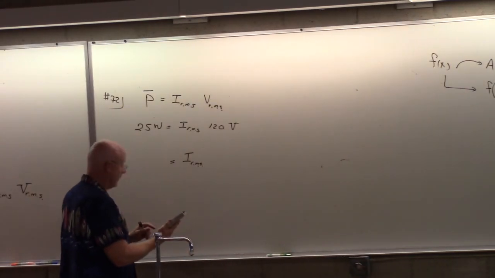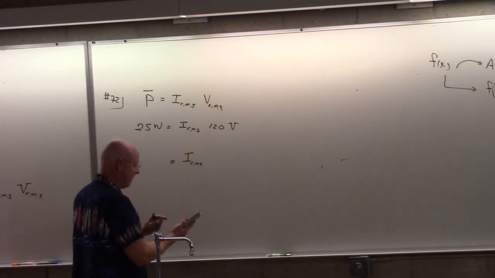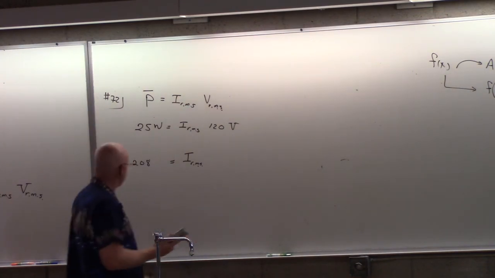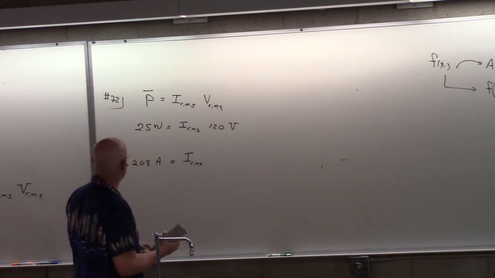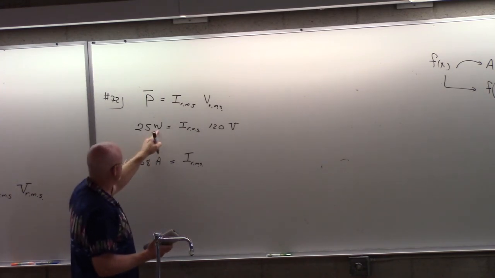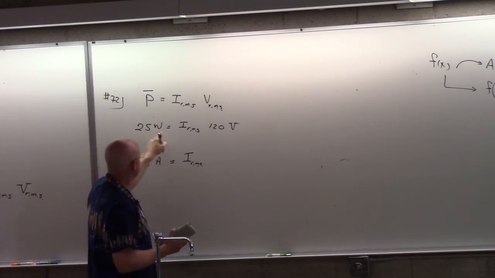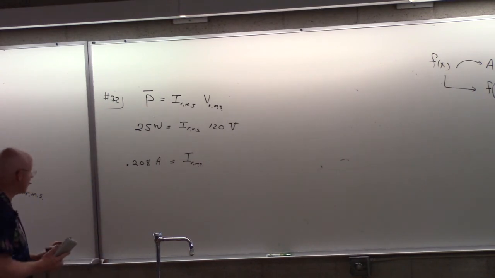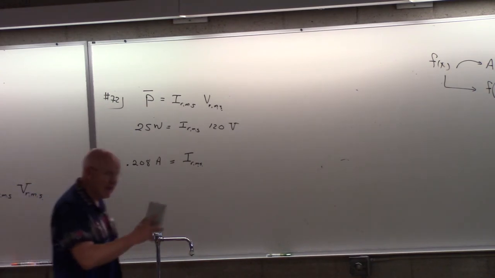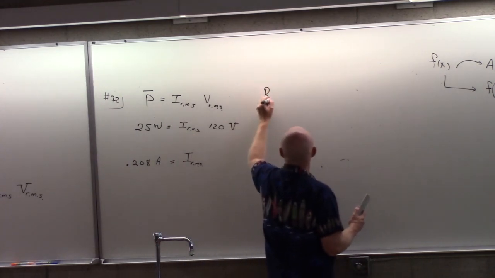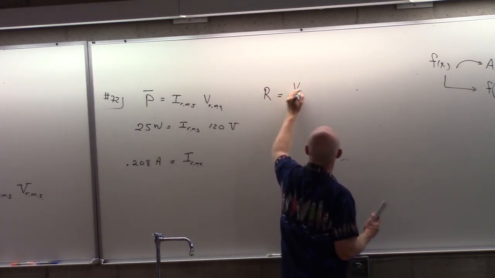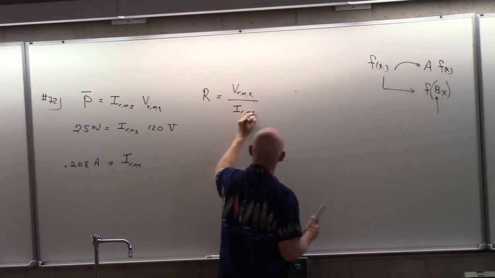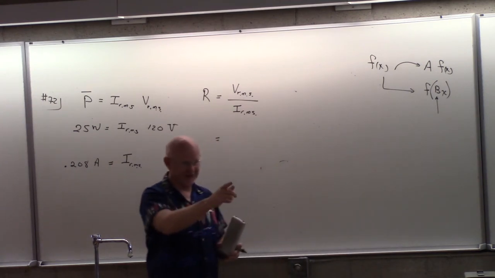And so this gives me my RMS current. I'm going to take the 25 and divide it by 120 and get 0.208. I didn't save myself quite enough time, but remember that a watt is an amp times a volt, and so this is going to be amps. And so that's the amount of current. And then, since they asked about resistance, let me go ahead and put the equivalent of a DC. There's our Ohm's law, and that's what I was getting at.